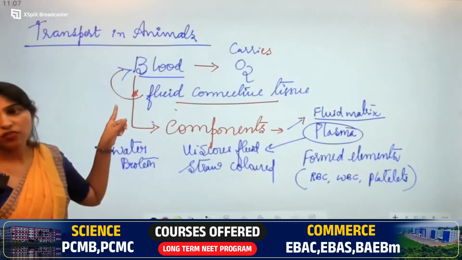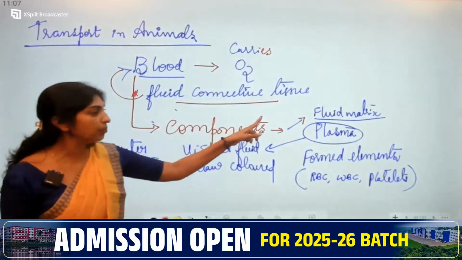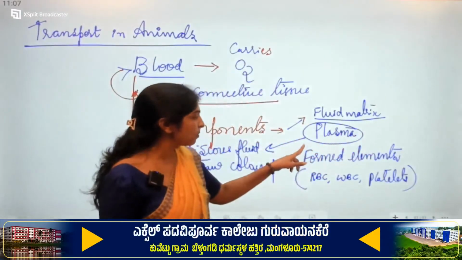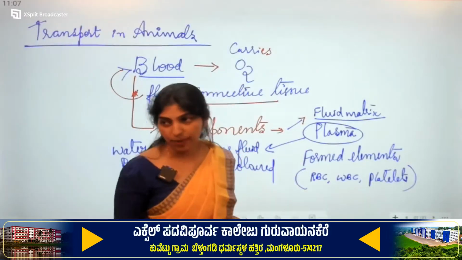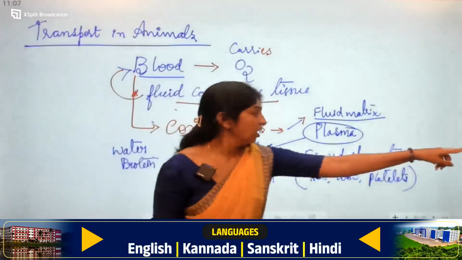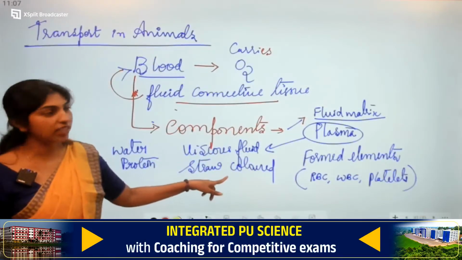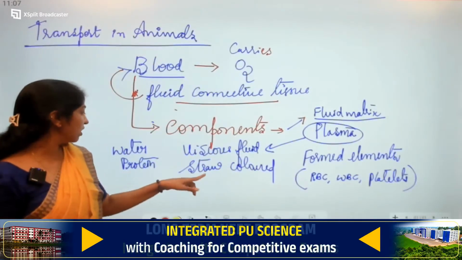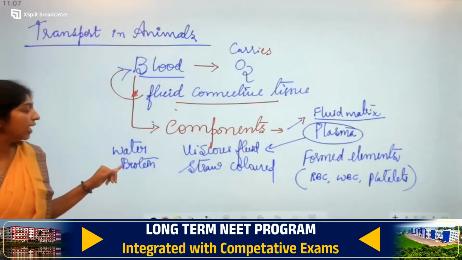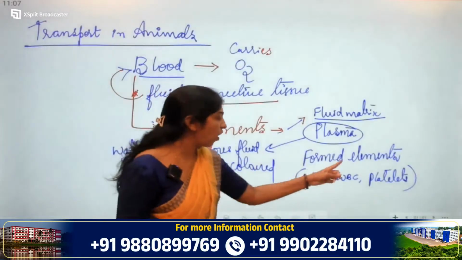Blood is a fluid connective tissue, and the blood is made up of three main components. One is a fluid matrix, the plasma, and the formed elements. Plasma is the viscous fluid which is straw colored, and it has water, protein and organic and inorganic components. We are studying about the formed elements.